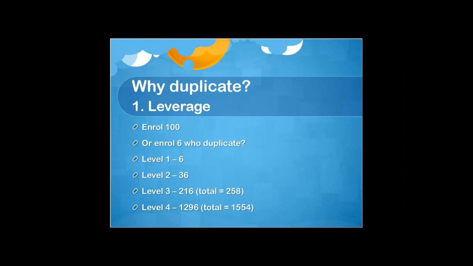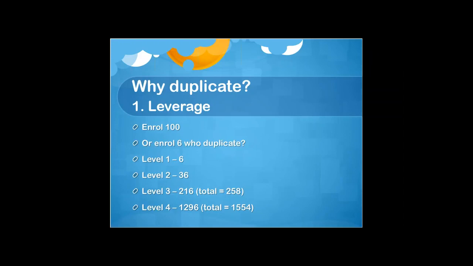And if those 216 people go out and enroll 6, you will have 1,296 people on your level 4, which is a total of 1,554 people. Now, if every single one of those people are on auto ship, then you're going to get 93,240 CV every month coming up to you. If you can imagine turning that into dollars, you can see how much more lucrative this is because of the leverage of numbers.